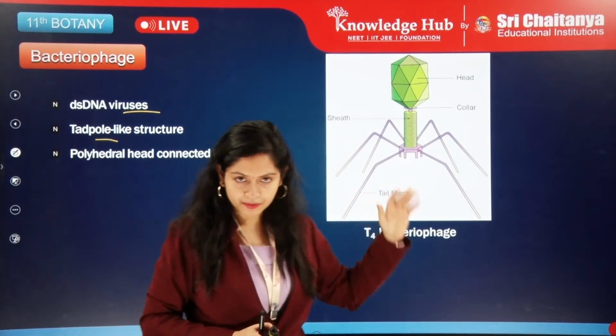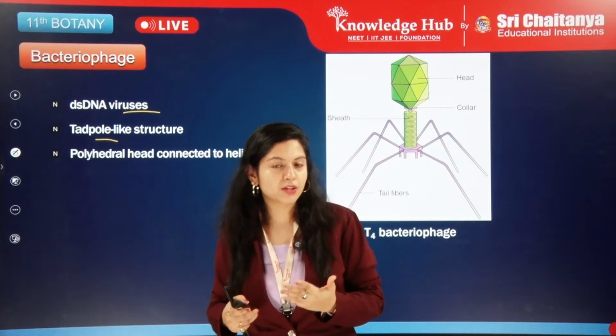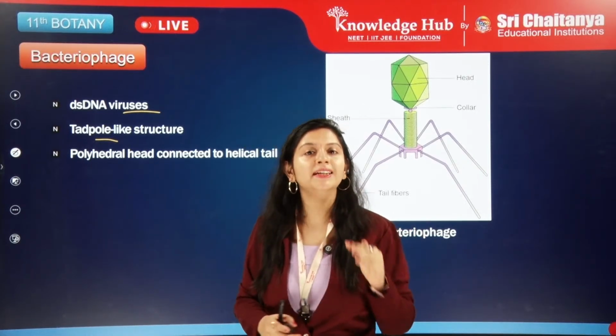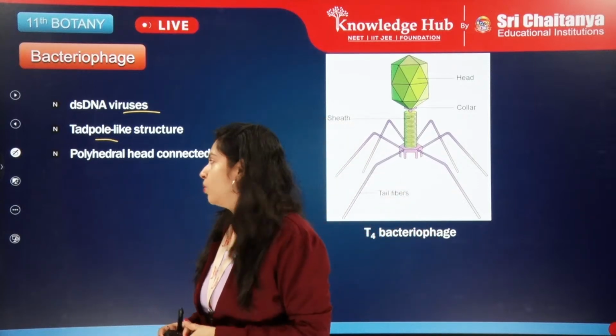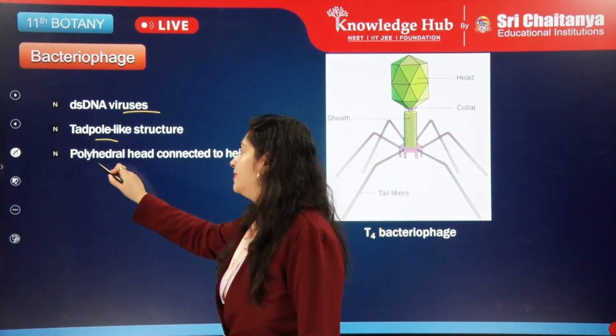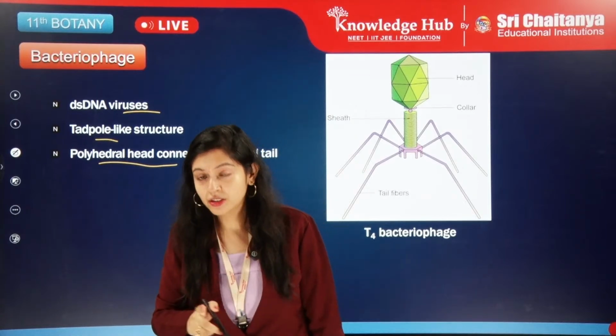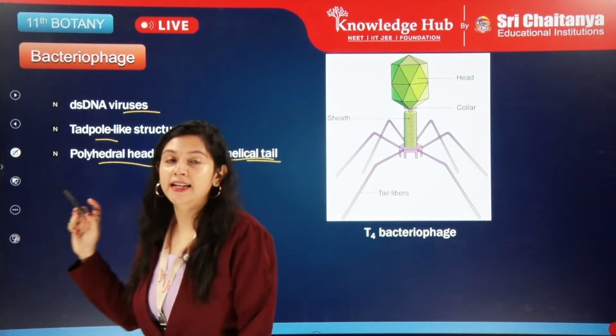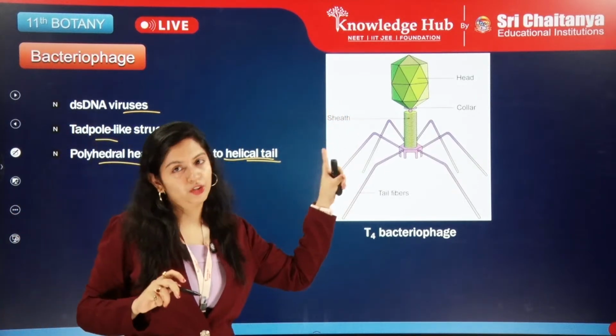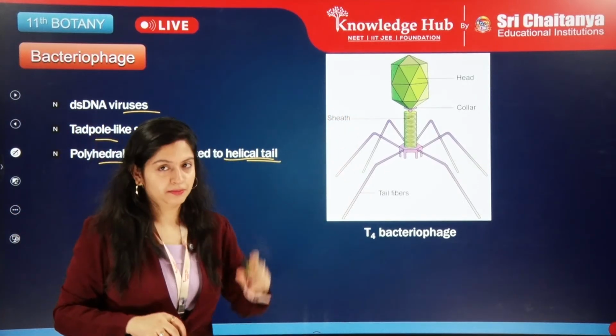You can put its resemblance with that of the tadpole. So it has a tadpole-like structure. Let's see the next point here. It has a polyhedral head which is connected to the helical tail. The tail is helical like this and the head is polyhedral. Collar and then the tail.